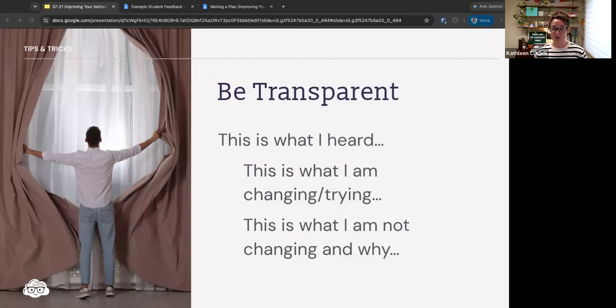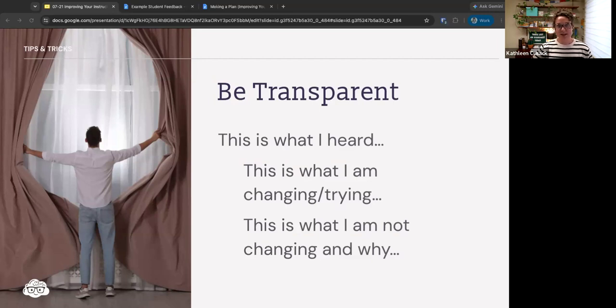So we had that conversation with the students who told us about the fill in the blanks. We said, we know you were asking for fill in the blanks. We're not going to give you fill in the blank notes. Here's what we're going to do instead. And they're like, okay, cool. I'll give that a try, right? If you're transparent with them, they often meet you halfway.